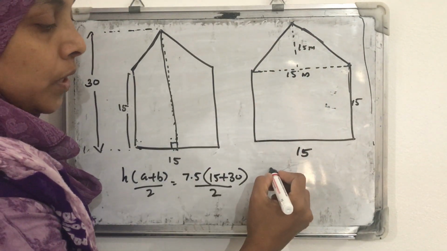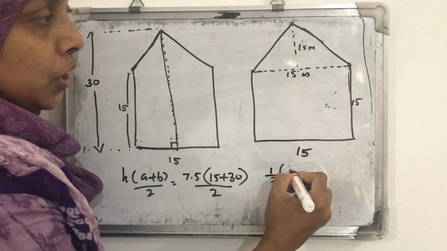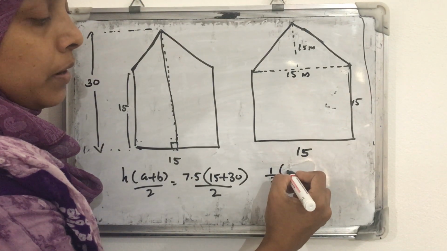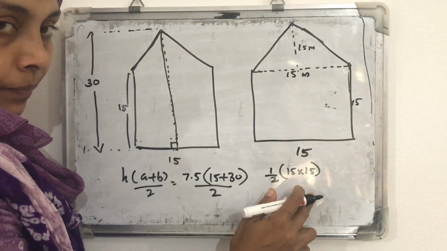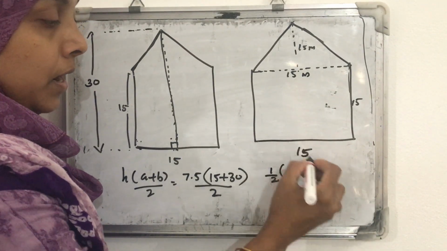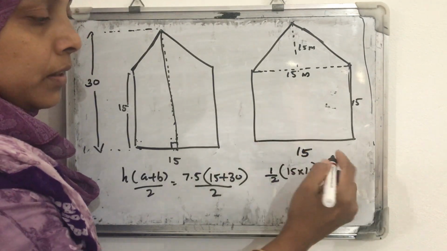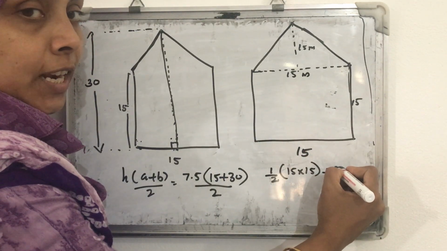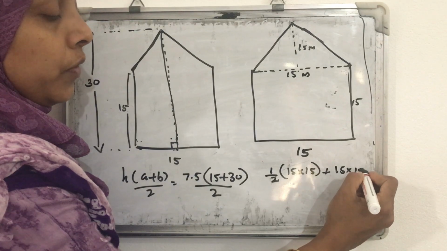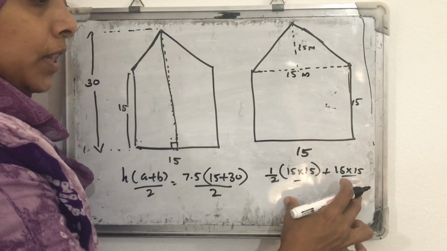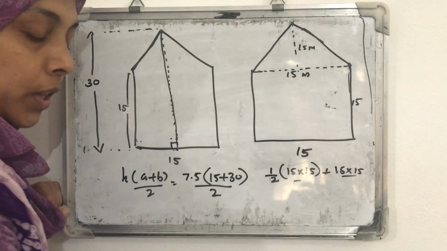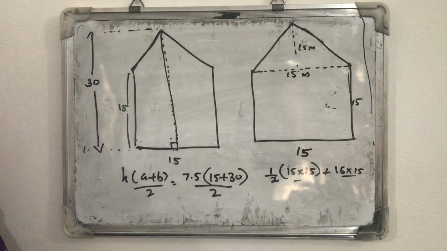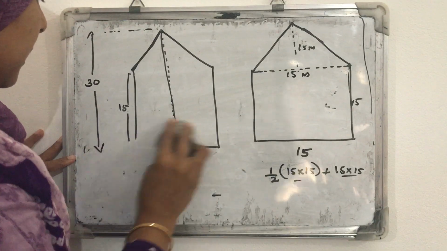Using the equation half into base into height, that is half bh, with b given as 15 and height also 15, this is the area of the triangle, plus the area of the square. The area of a square we know is side into side, so 15 into 15. Using this calculation, you will get the area in this case also. After checking, you can find that both areas will be the same.